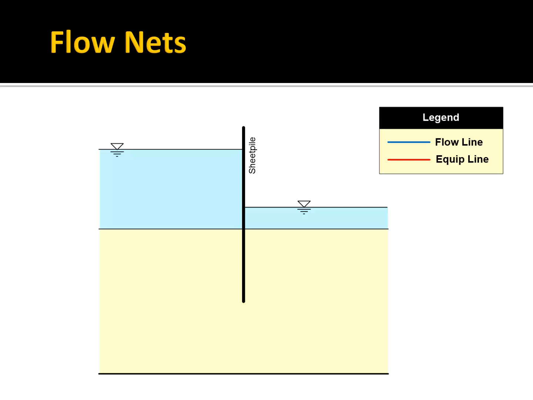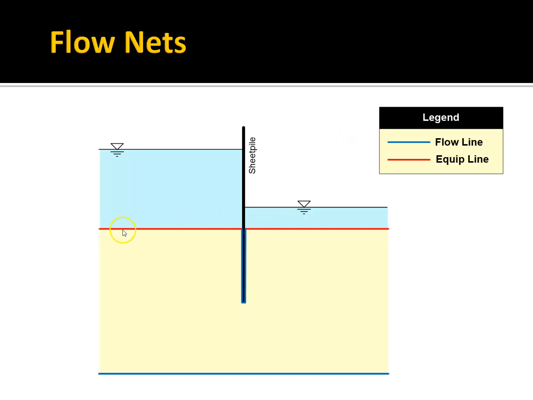So here's a simple example problem. In this case, we have a partially penetrating sheet pile. The yellow zone is saturated soil. We've got ponded water on the left and on the right. So the water is, if I use my cursor, basically flowing down underneath the sheet pile to the other side. The first thing we do when setting up a flow net is determine our boundary conditions. And so we end up creating flow lines and equipotential lines.